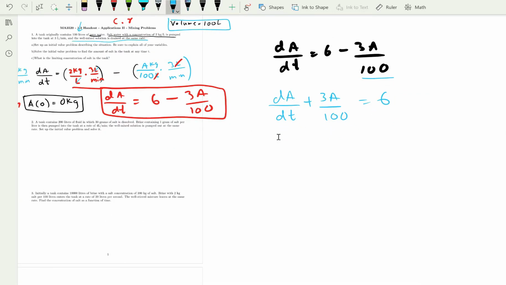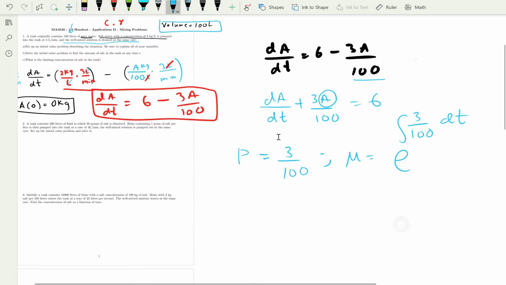To find the integrating factor, you need to find P. Now P is actually the coefficient of A, because A is the dependent variable. It's actually the coefficient of y, but instead of y we have A. So P is 3 over 100. So the integrating factor mu is e to the integral of 3 over 100. You integrate with respect to t, not x, because x is not the independent variable here. Here the independent variable is t.